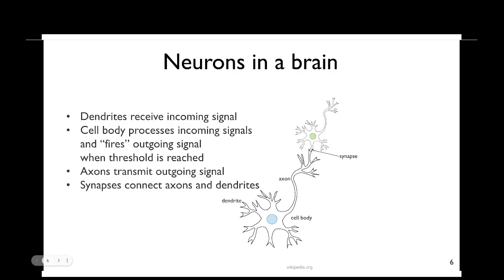And if we abstract a little bit from this, then a neuron, as we can find it in the brain, consists of dendrites that receive incoming signals. And then there is a cell body that processes these incoming signals, and it fires an outgoing signal when some threshold is reached. This outgoing signal is transmitted via an axon, and the axon is connected via synapses to another dendrite.